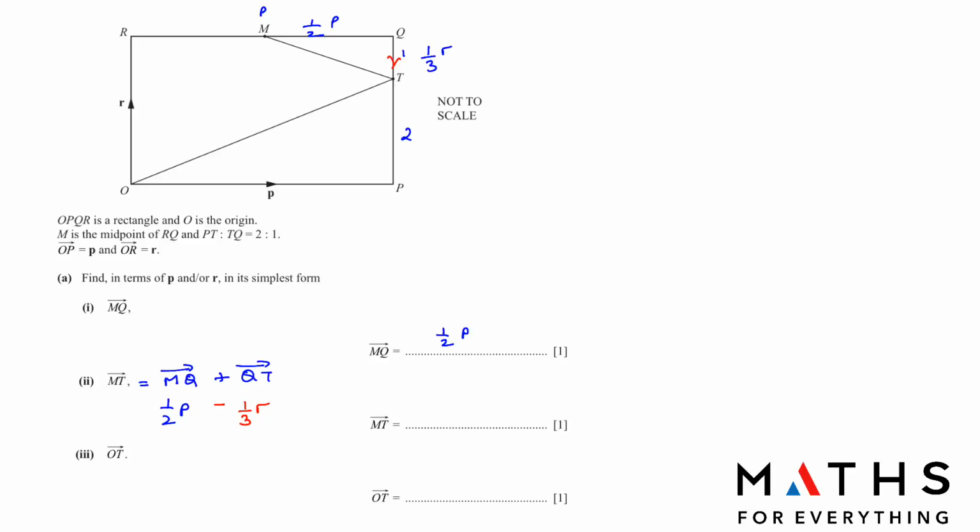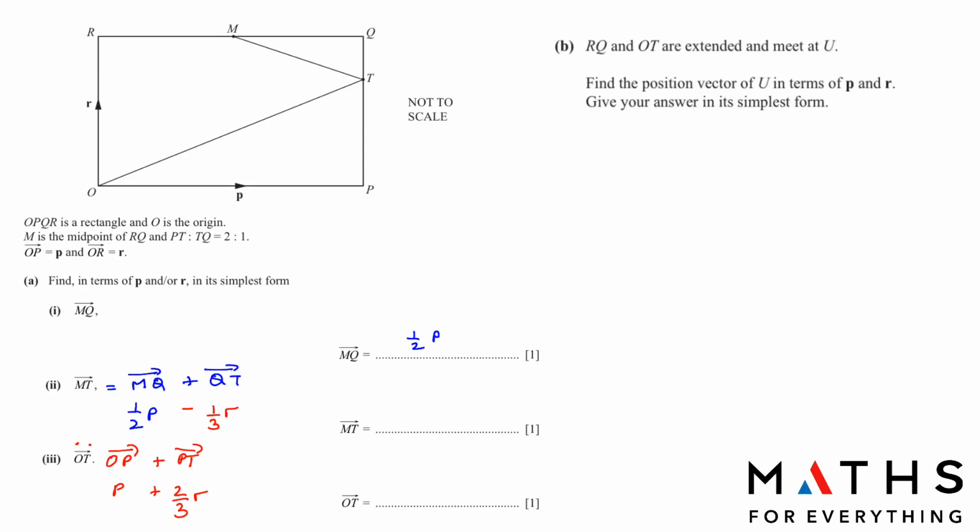And we want to find now OT. If this is 1/3, PT is going to become 2/3 R. And to go from O, we will use OP plus PT. OP is P and PT is 2/3 R. We started with O and we finished with T. So that is OT.